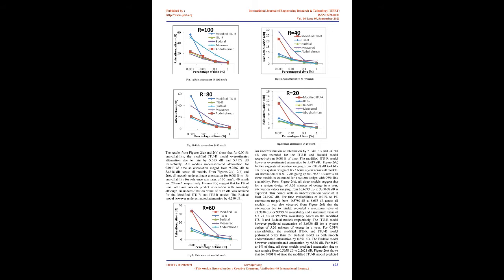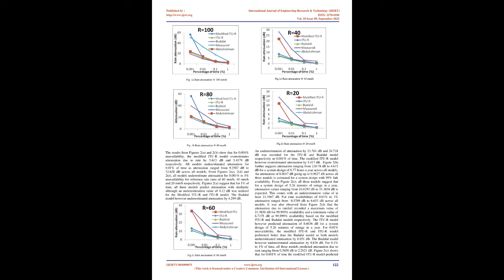From figures 2c, 2d, and 2e, all models underestimate attenuation for 0.001% to 1% unavailability for reference rain rates of 60 mm/h, 40 mm/h and 20 mm/h respectively. Figure 2a suggests that for 1% of time, all three models predict attenuation with similarity, although an underestimation value of 4.12 dB was realized for the modified ITU-R and ITU-R model. The Budalal model, however, underestimated attenuation by 4.299 dB.